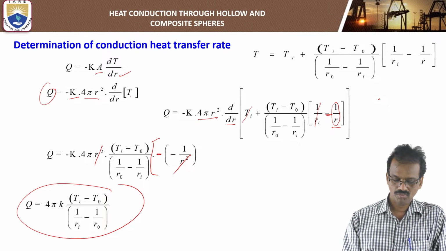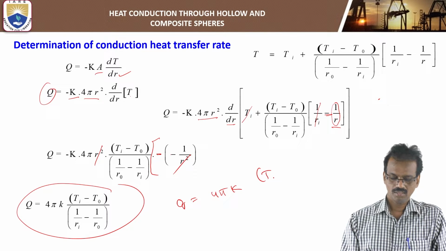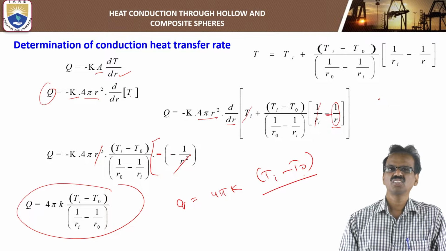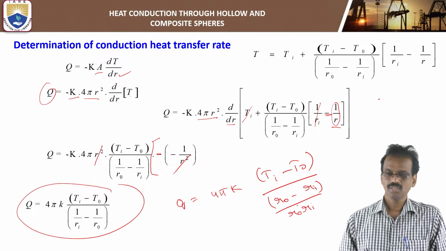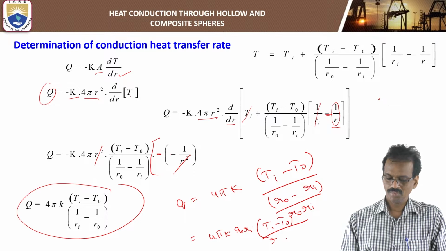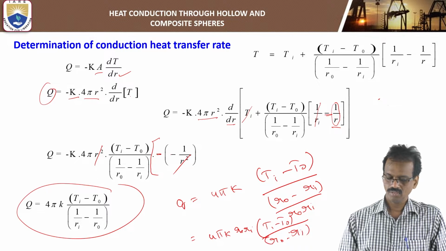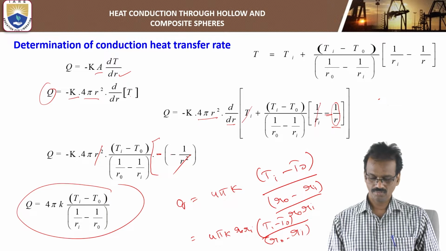We can rewrite it like this also. Q is equal to 4 pi k into (Ti minus T naught) by something. If you take the common LCM, r naught ri, this will be r naught minus ri. So you can rewrite it as Q equal to 4 pi k into r naught ri into (Ti minus T naught) by (r naught minus ri). You can remember this formula in either form.